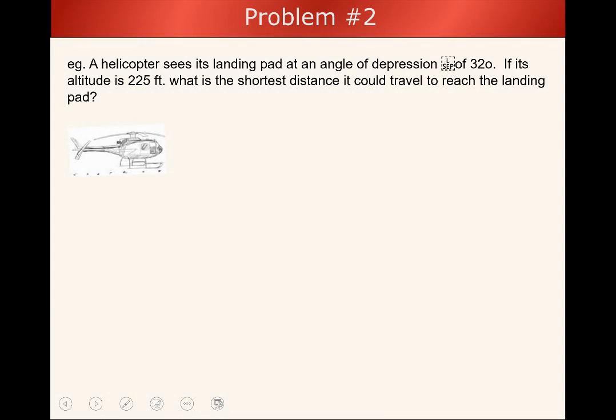So let's do this. A helicopter sees its landing pad at an angle of depression of 32 degrees. So I'm just going to draw that real quick. So depression's like this, and it's 32 degrees. If its altitude is, oh, here we go. Altitude is distance, height. Its altitude is 225 feet. What is the shortest distance it could travel to reach the landing pad? Shortest distance will be the straight line. That's the hypotenuse right there.